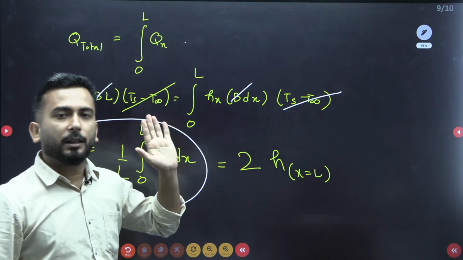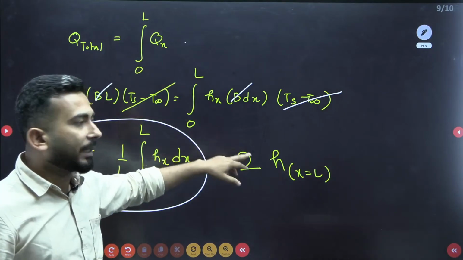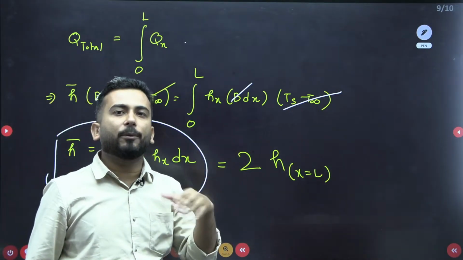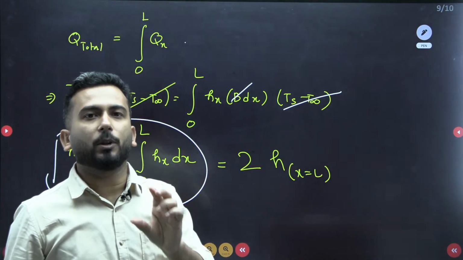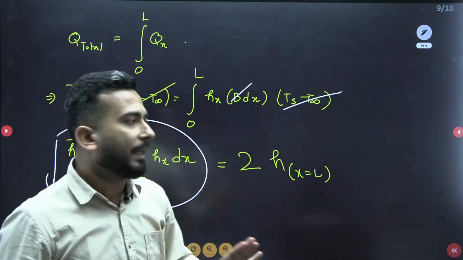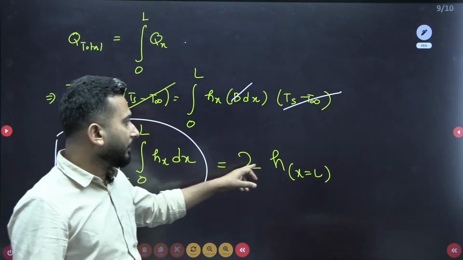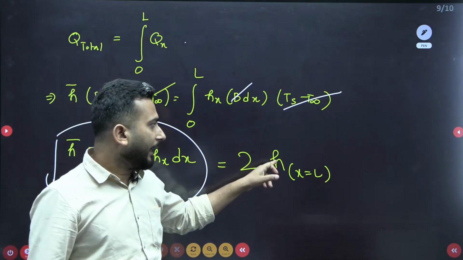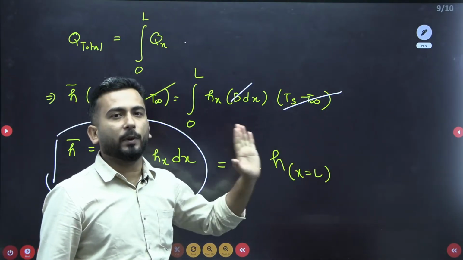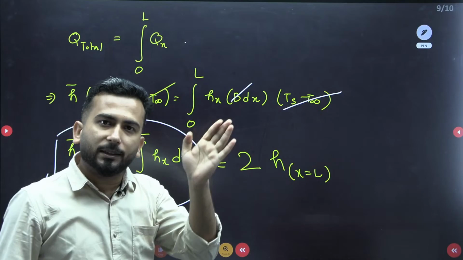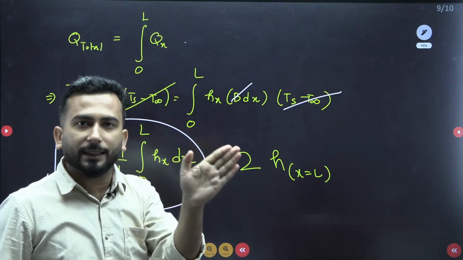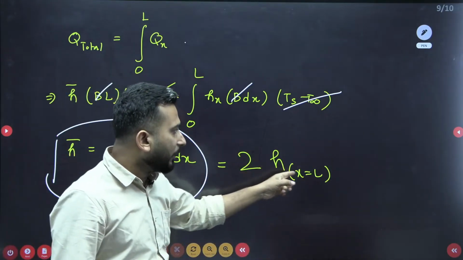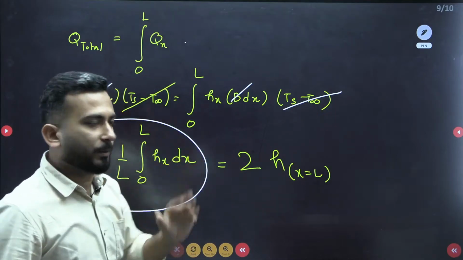So, all in all, I have just shown you how we arrive at this equation, but if you have to remember or memorize the average heat transfer coefficient equation, what is its value? Twice h value at x equal to L. h_x is varying with x. So take the h_x value at x equal to L and twice it, that is the expression, fine.